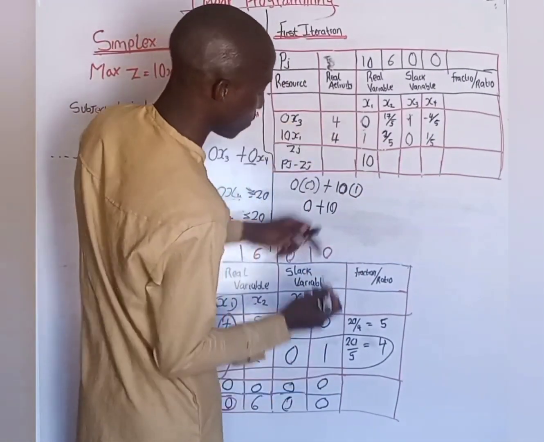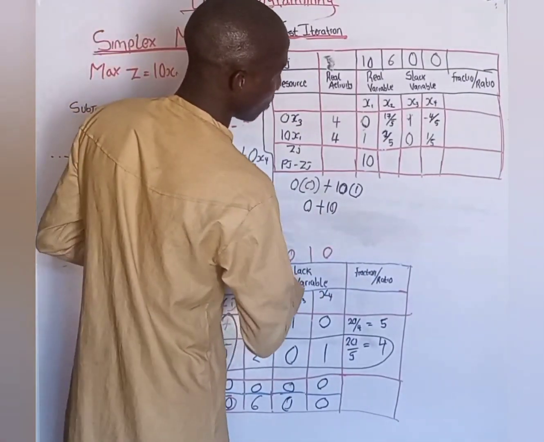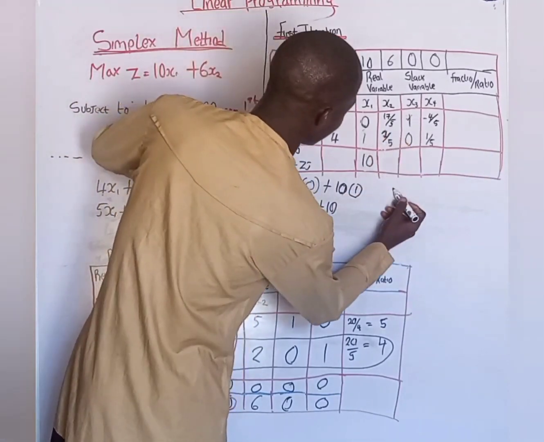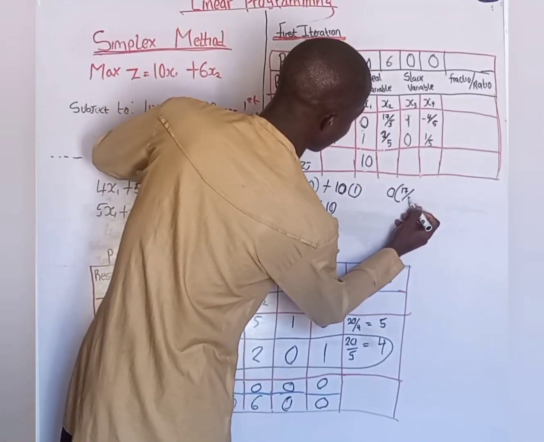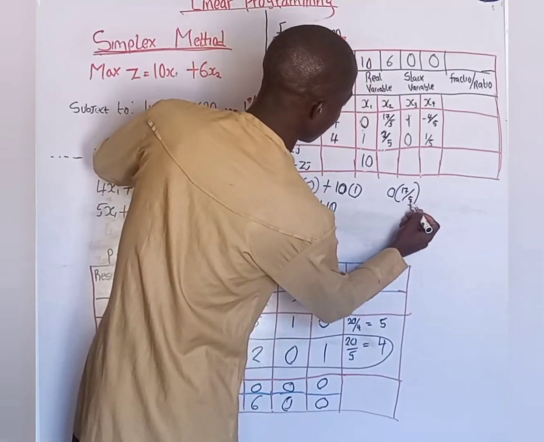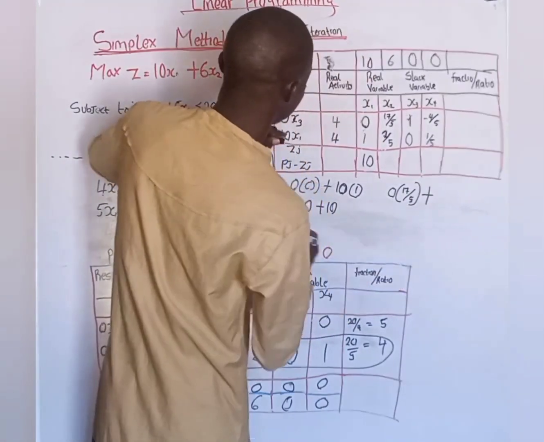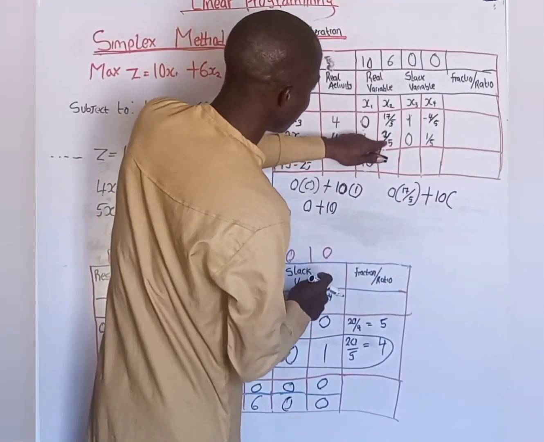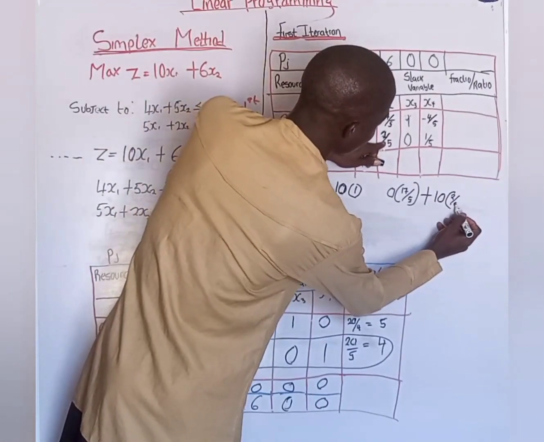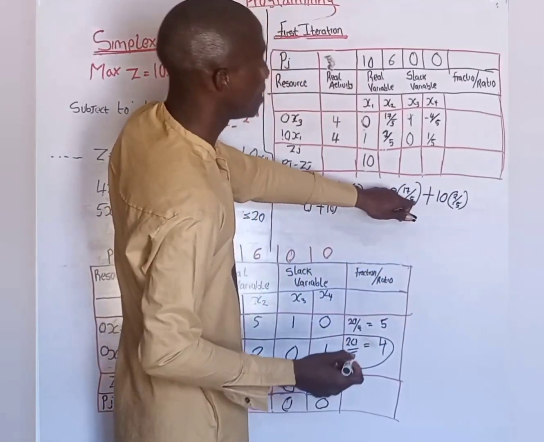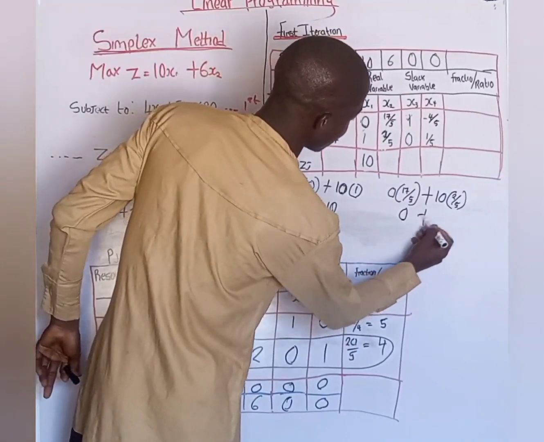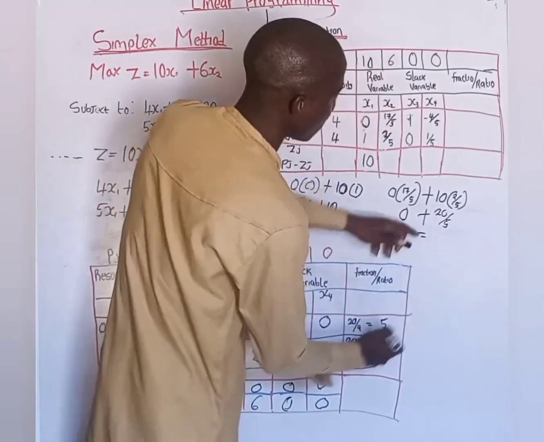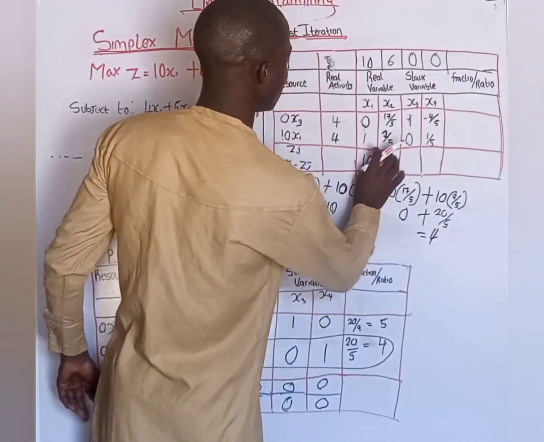Now let's proceed to get the Zj of this column also. It will be 0 multiplied by the element in the column, which is 17 divided by 5, plus 10 multiplied by the element in that column, which is 2 over 5. So 0 multiplied by 17 over 5 will give me 0, while 10 multiplied by 2 over 5 will give me 20 over 5. Of course, 20 divided by 5 is 4. So the value of Zj in this place is 4.